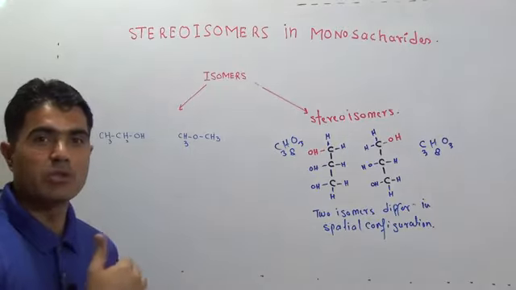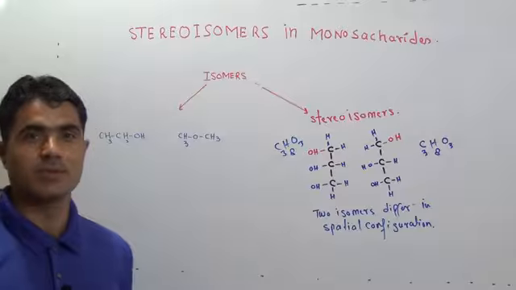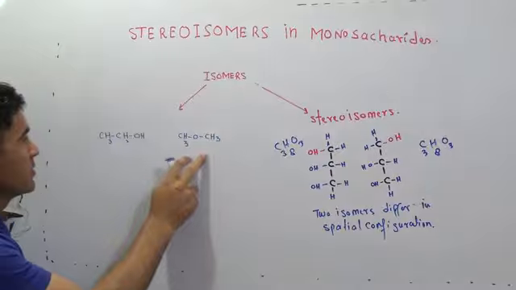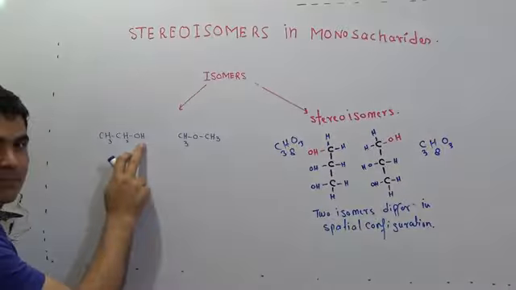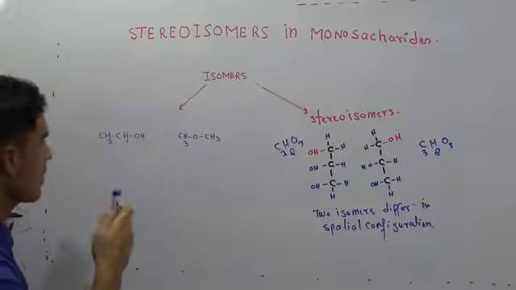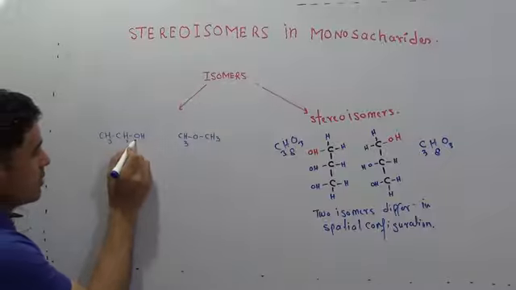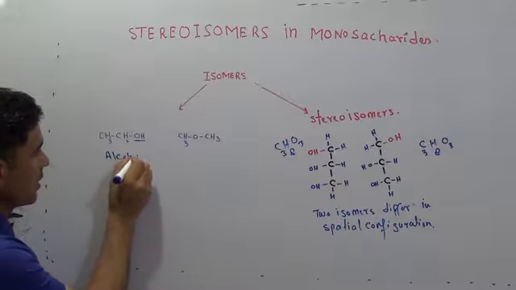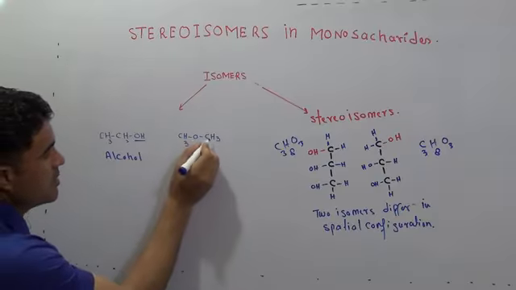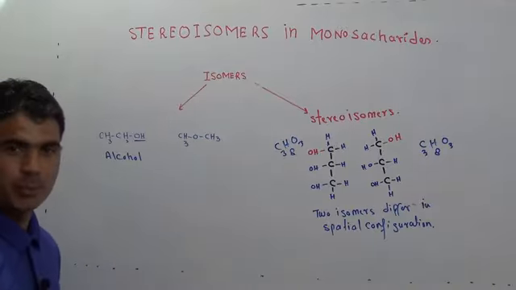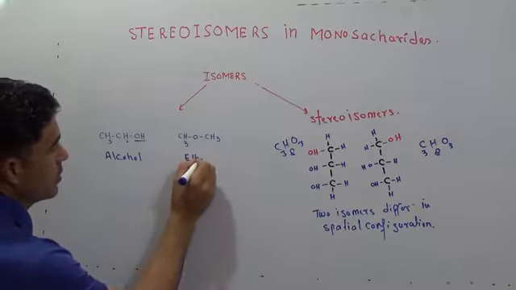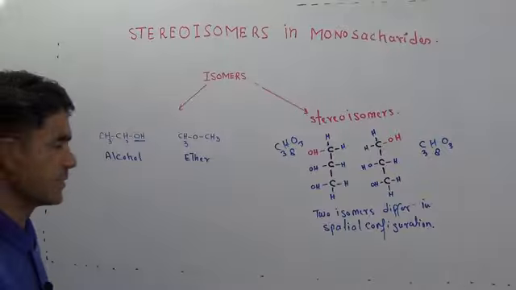Before we go to our main topic of stereochemistry, first we will come to isomers. What is an isomer? Here are two organic compounds: CH3CH2OH and CH3OCH3. Because of the presence of the OH group, this compound is an alcohol. In the other, the oxygen is in between the two methyl groups, between the two alkyl groups, so this compound belongs to the family of ethers.